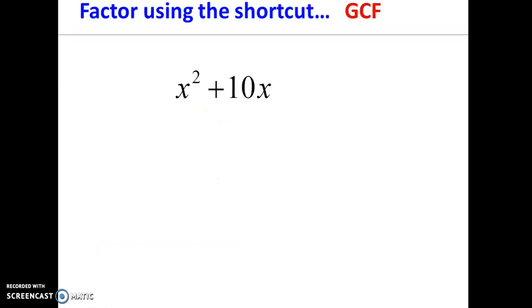Great. Now we're going to look at the ones on the bottom of your page. Here it says factor using the shortcuts. Well, the shortcut for this one, we've learned that there's a factoring shortcut called factor out the GCF, right? The greatest common factor means look what's common here and pull it out. I see x squared and x, so x is common. So x comes out, and we have x plus 10 left in there. If you multiply this back, x times x, or x times 10, you get back to here. So we have fully factored form.